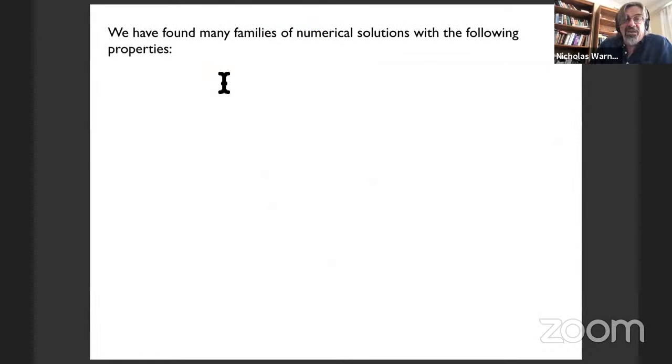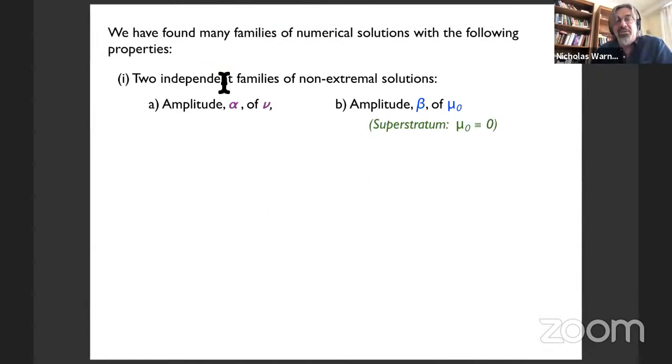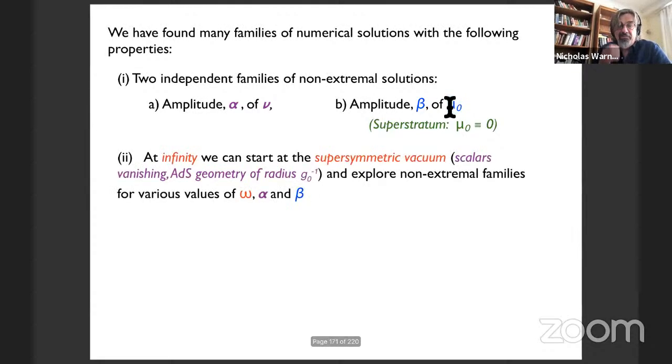We found many, many solutions, but let me just explain global features, since I'm running out of time. There are 2 amplitudes that you can mess with in this rather Rube Goldberg restriction. There's the original seed amplitude, but it turns out this shape mode seems to be independently activated. So we're going to talk about both of them. At infinity, we impose the supersymmetric vacuum, and we want to see what happens inside. And then we explore the solutions as a function of the frequency, alpha and beta.